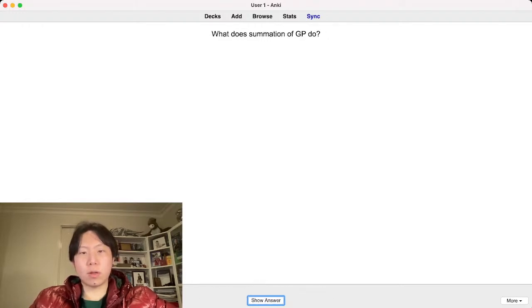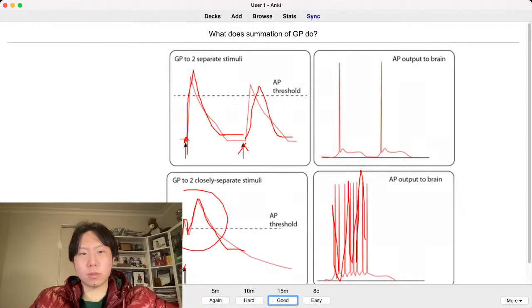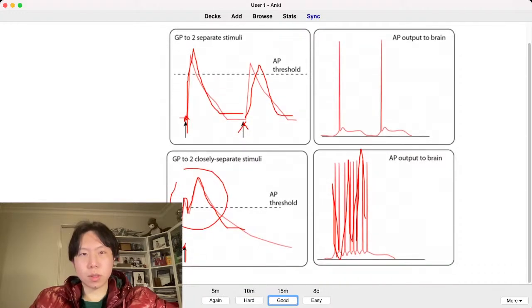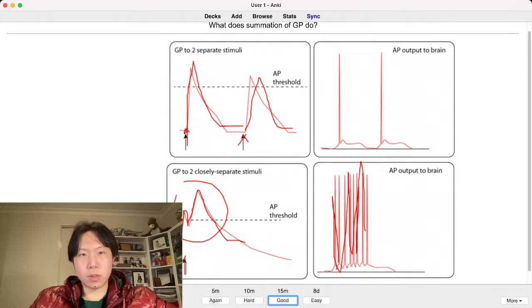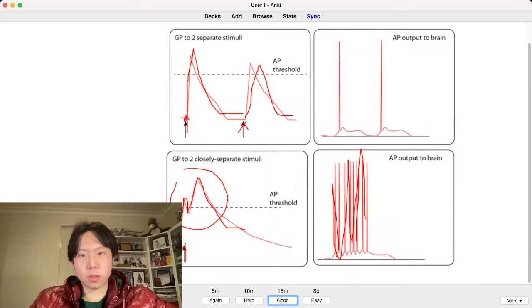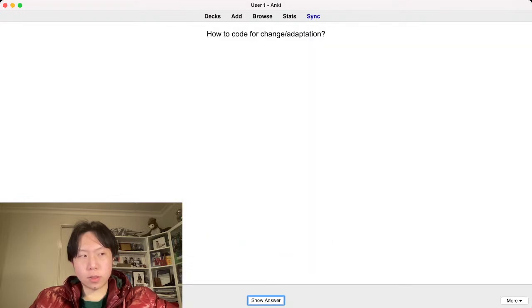What is summation of graded potentials to action potential? So I guess if it's close enough, you just get a bunch of action potentials. If it's more threatening, then probably you would want more. Makes sense. How to code for change?